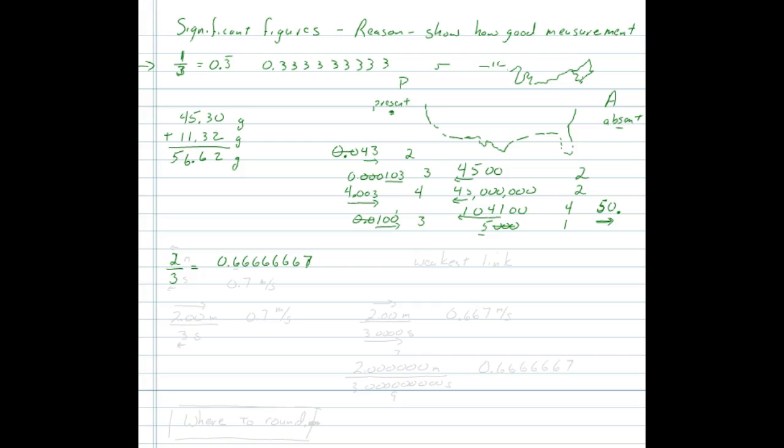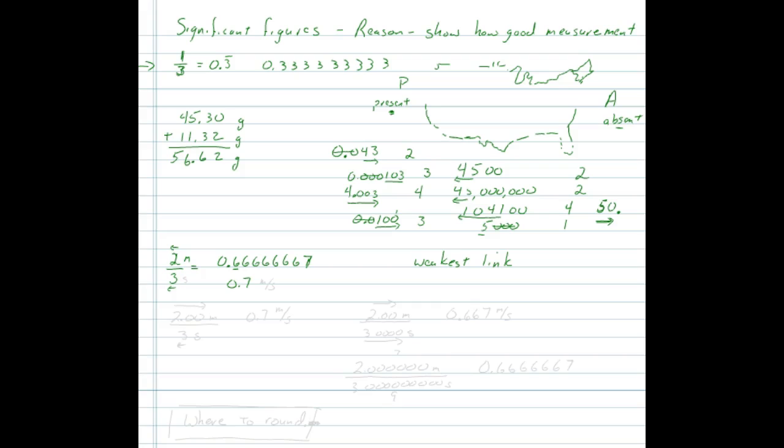How many significant digits is this 2? Well, there's no decimal point, so it's absent, so it's 1. How good is this 3? It's 1. If this is 1 and this is 1, the weakest link tells you which one to stop at. 1, 1, so you count from the left to 1 significant digit. So your answer, if you have 2 divided by 3, you report it as 0.7.